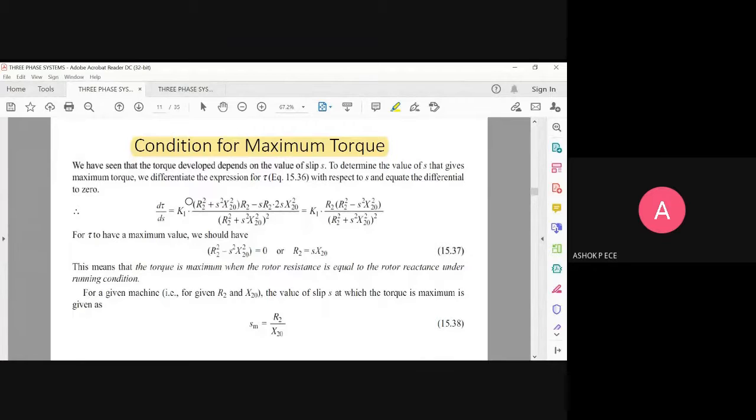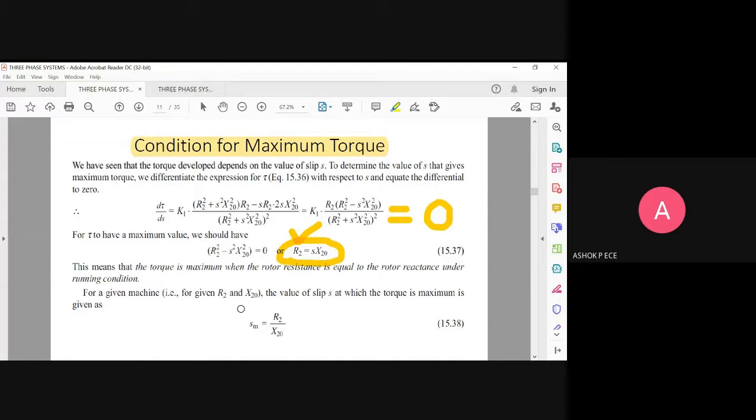If you expand all the terms in the numerator, you can write R2 into (R2 square minus s square X2 naught square). Equate this term to zero, so the numerator becomes equal to 0. So R2 square minus s square X2 naught square equals 0, or R2 equals s into X2 naught. So the maximum torque is achieved when the rotor resistance equals the rotor reactance under running condition. When R2 equals s into X2 naught, at this condition you can achieve maximum torque in the induction motor.